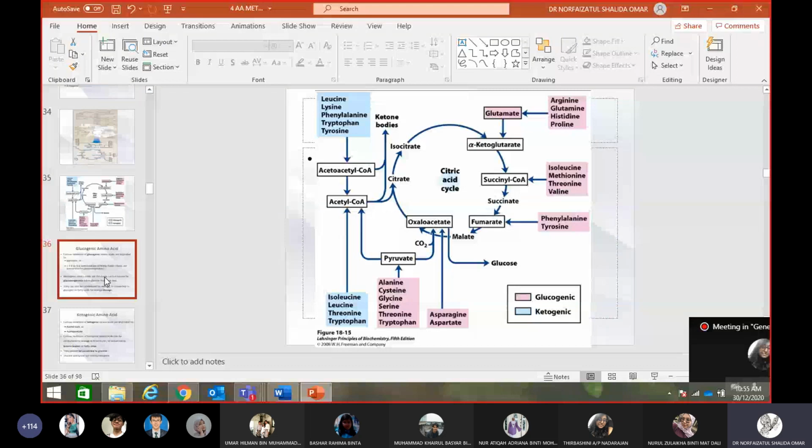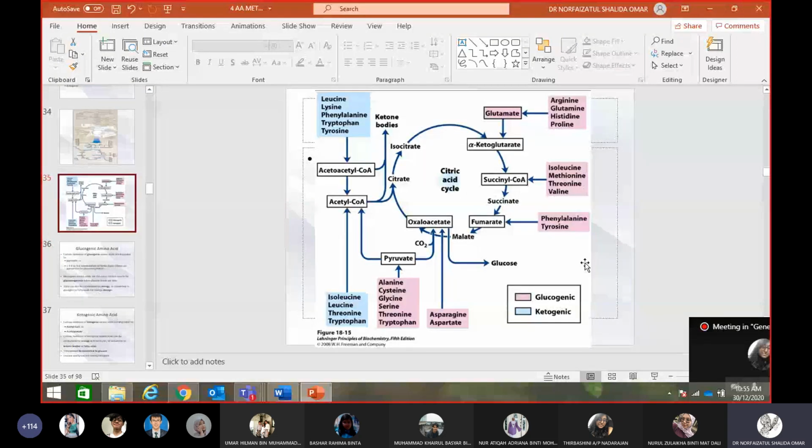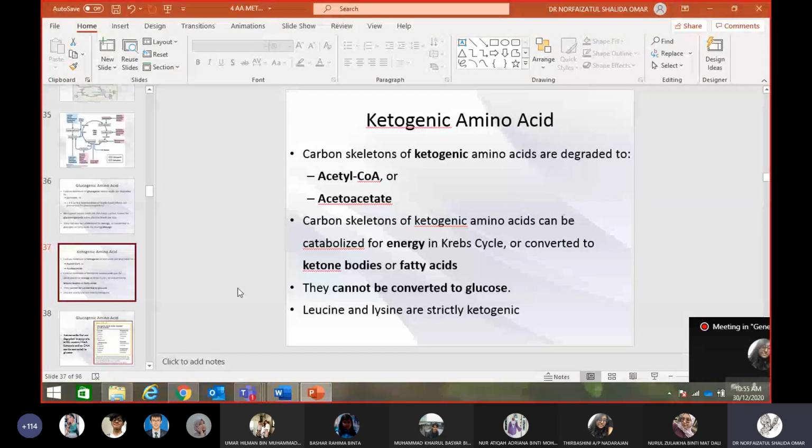Okay, so these are the amino acids that can be converted to glucose by gluconeogenesis. Whereas ketogenic amino acids, leucine and lysine, can be catabolized for energy in the Krebs cycle or converted to ketone bodies or fatty acids. Okay, because these can be converted to acetyl-CoA, and acetyl-CoA can be converted to ketone bodies or fatty acids.